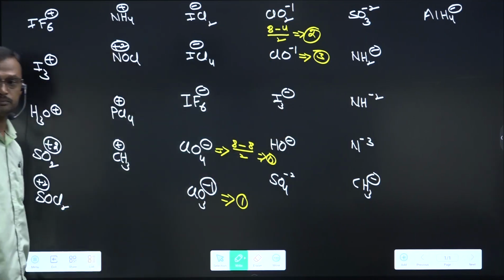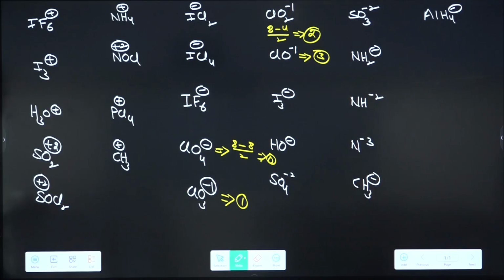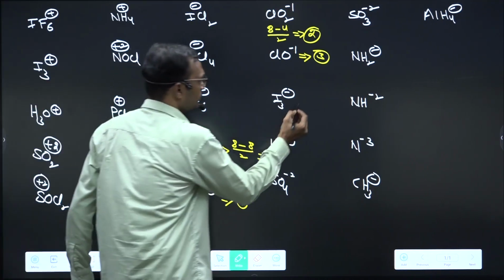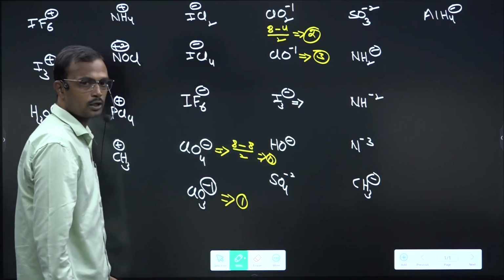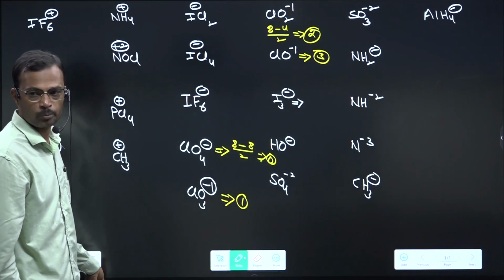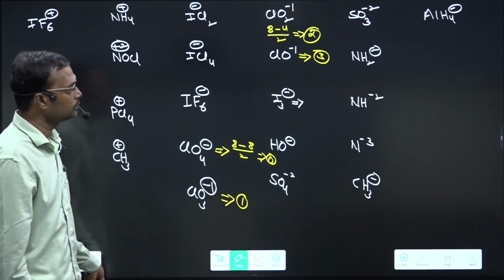Now this molecule is given in exam. I3 minus. How many lone pairs are present in I3 minus? Central atom of iodine. How many lone pairs are present? This is actually an inorganic question in the form of lone pairs, but we'll deal with it here itself.